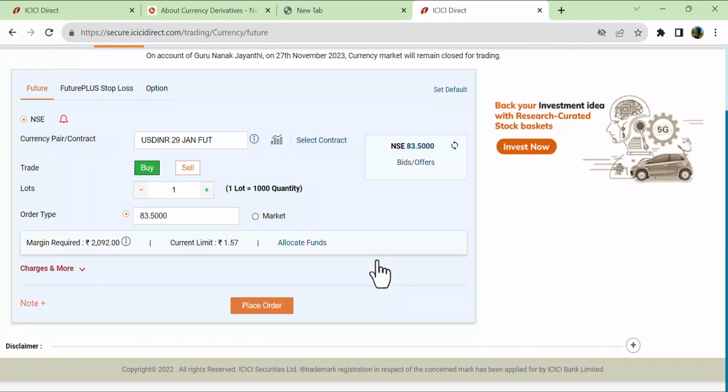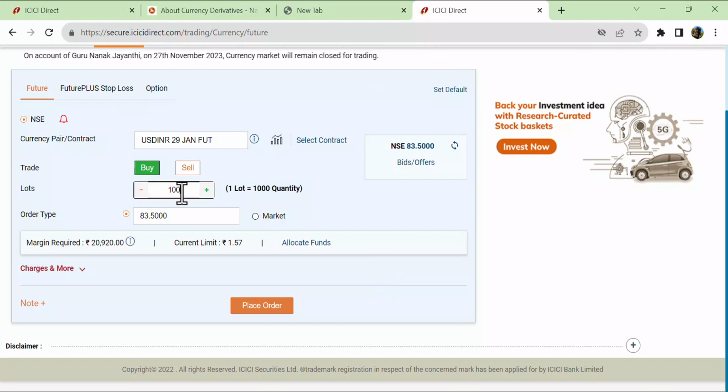Is something visible? The figure that was coming there is not visible. So I place a buy order. I want to place a buy order of 100 contracts, because it will be equal to $1 lakh, because one contract is equal to $1,000. Now, how much margin money am I to pay?